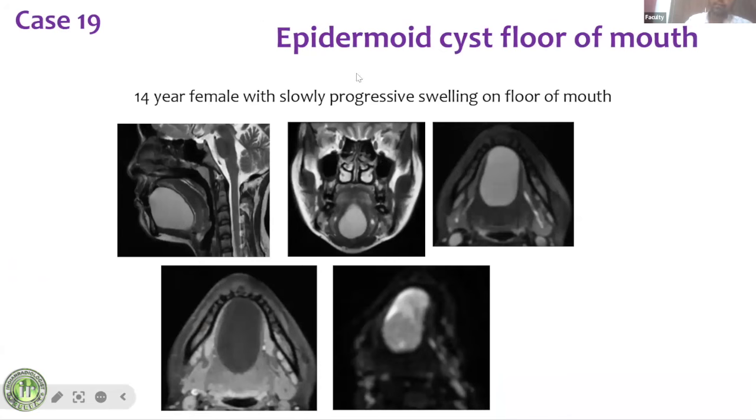Another case of an epidermoid is in the floor of the mouth. This is a slowly progressive swelling in the floor of the mouth in a 14-year-old female. You can see there is a midline swelling and it is showing restricted diffusion. If it is not showing restricted diffusion, it is a simple fluid, then your diagnosis will be a midline ranula.